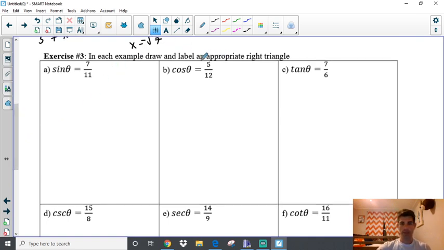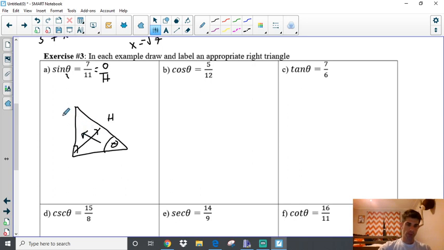So now they're asking us to draw and label an appropriate right triangle based on what they gave me. They gave me the sine, which is opposite divided by hypotenuse. So if I went and drew a right triangle, here is H. Now you're going to have to label your theta. It doesn't matter where you put your theta, but that will affect where you put your O and your A. So make sure you label that. So the O is 7, the H is 11. There you go, done.